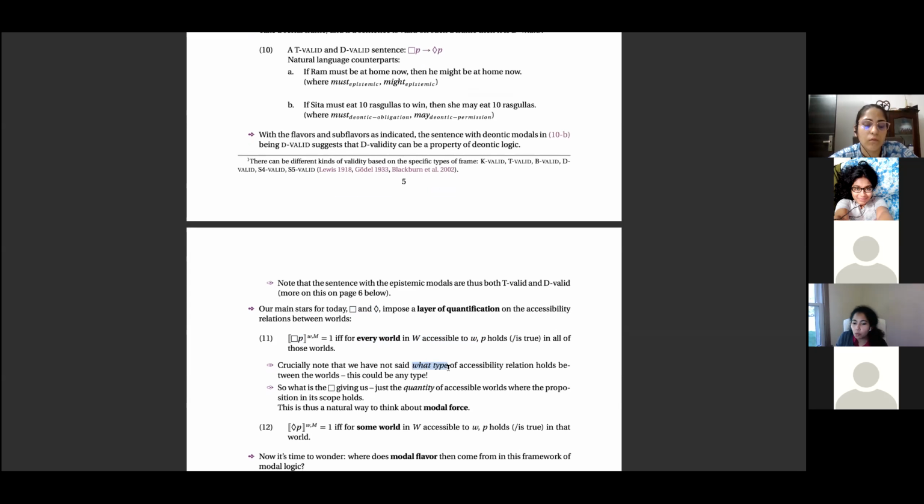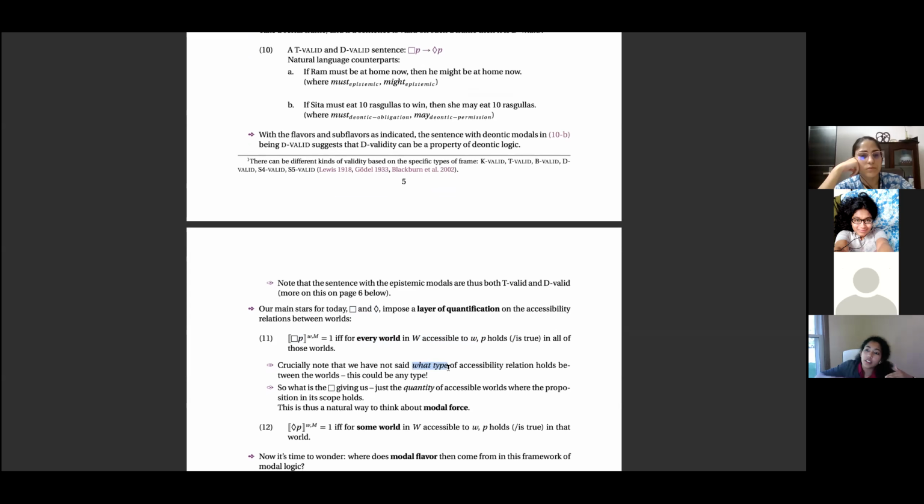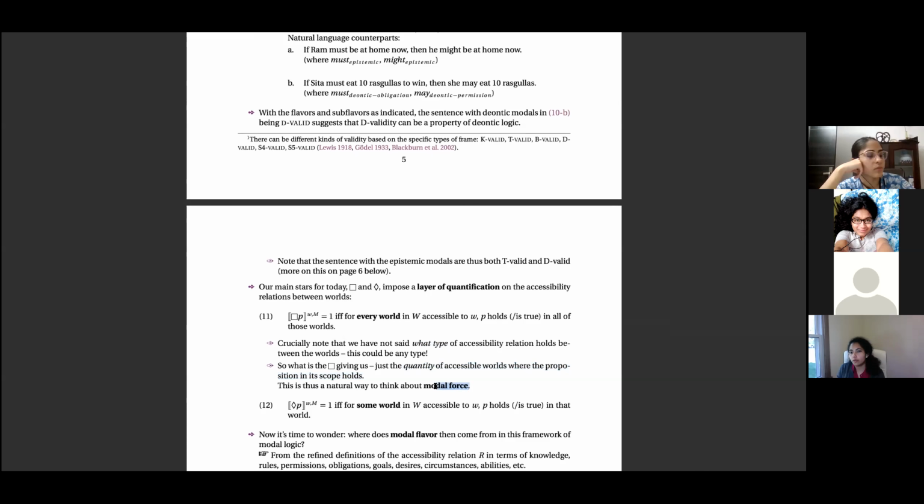So it doesn't matter what type of accessibility relation. Till now it mattered what type of accessibility relation. Now when we're looking at force, it doesn't matter what the accessibility relation is as long as there is universal quantification. So what is the box giving us? It's just giving us the quantity of accessible worlds where the proposition holds. And so this is a natural way to think about modal force. Remember I started saying in the beginning that we have to make a distinction between force and flavor. So in modal logic, the flavor comes from the types of accessibility relations, and the force comes from these operators. If this is unclear to people, how we are getting the division of labor, then ask me.